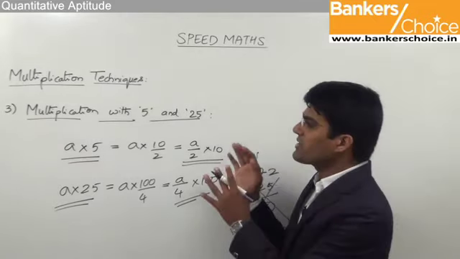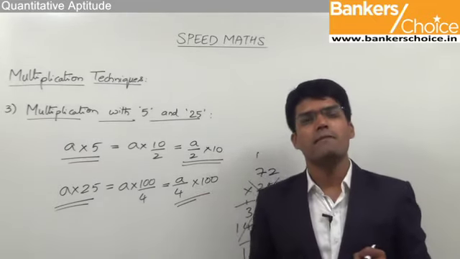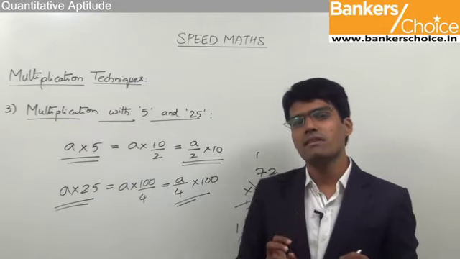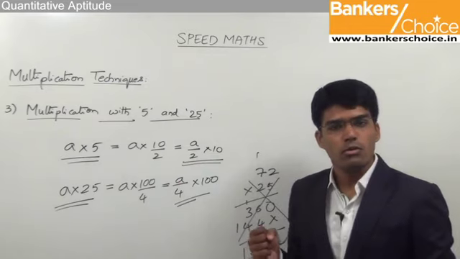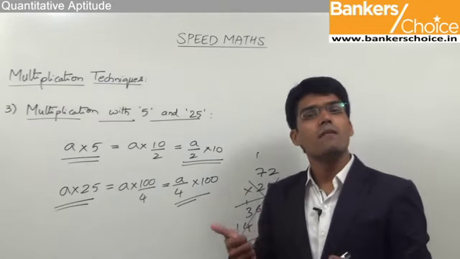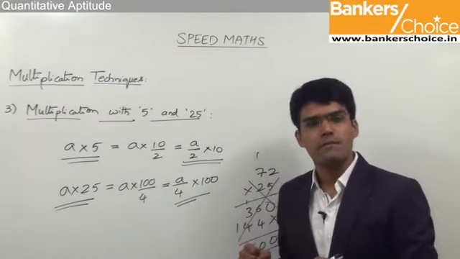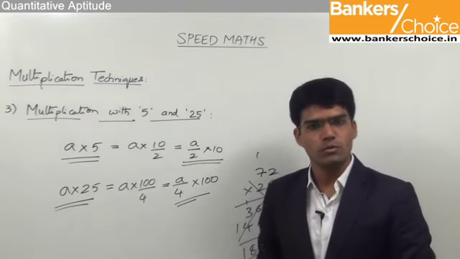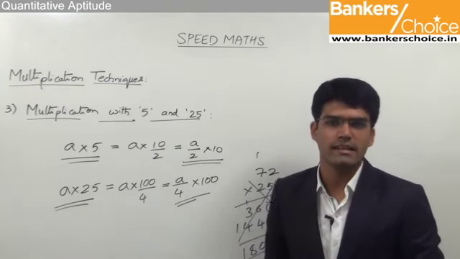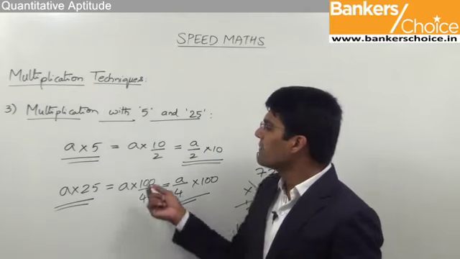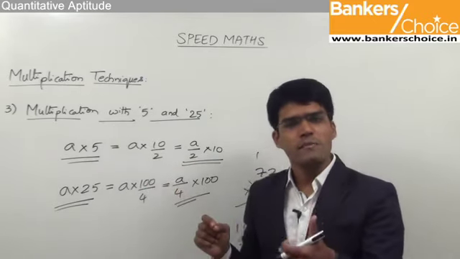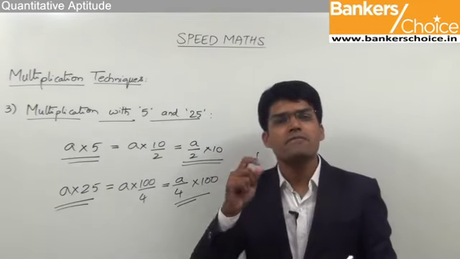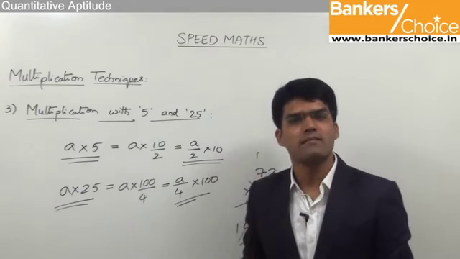So far in this process of multiplication with 5 and 25, we have taken only those numbers which are exactly divisible by 2 or exactly divisible by 4. But what to do in those cases where the number is not perfectly divisible by 4 or not perfectly divisible by 2? Let us take a few examples to understand that. Let's say we have to multiply 65 with 5. 65 into 5. Now going by the same concept, half of 65 is 32.5.